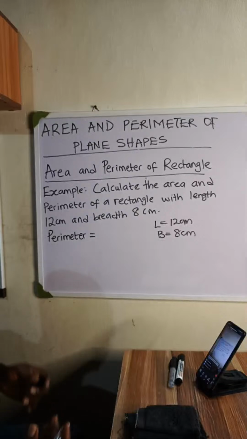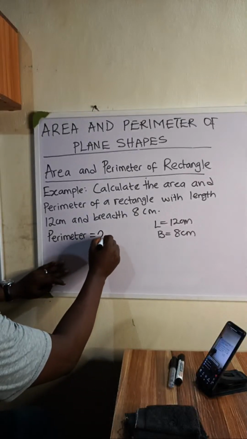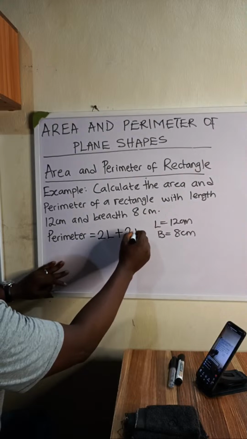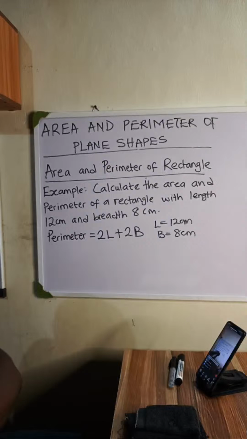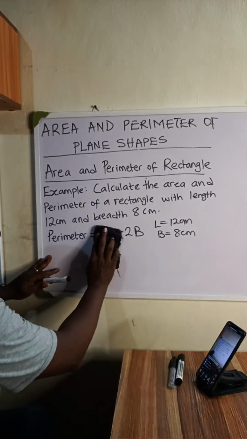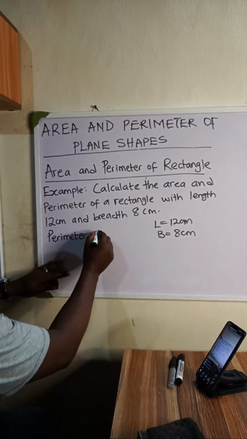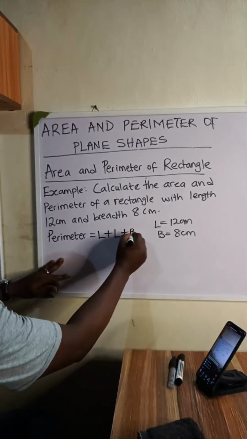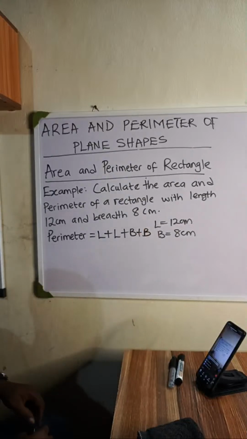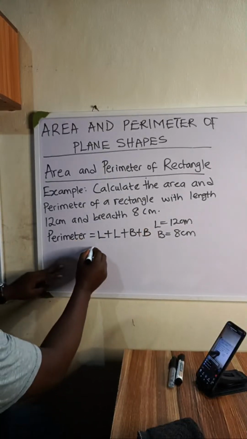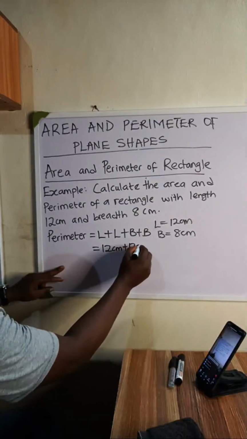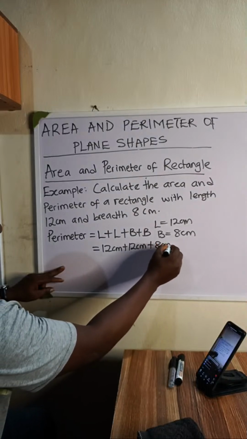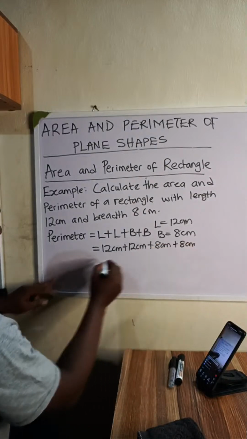So from the formula we have, the perimeter is 2L plus 2B, or we can write it as L plus L plus B plus B. Now we know that L is 12, B is 8. So 12 centimeter plus 12 centimeter plus 8 centimeter plus 8 centimeter.